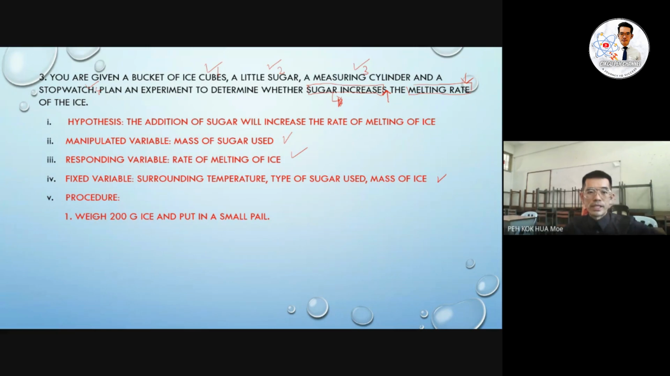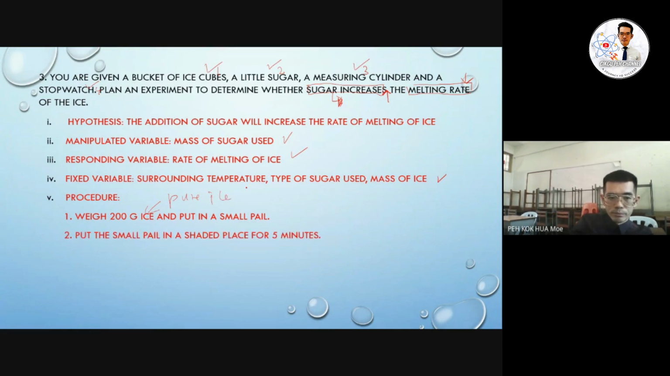So the procedure here: weigh 200 grams of ice and put it in the small cube. This is considered as pure ice. Then put the small cube in a sheltered place for 5 minutes. So this is our fixed variable.